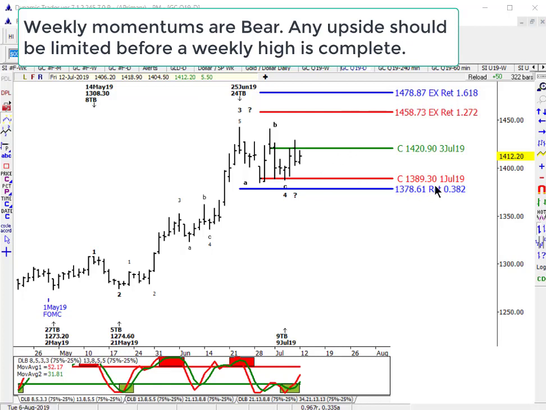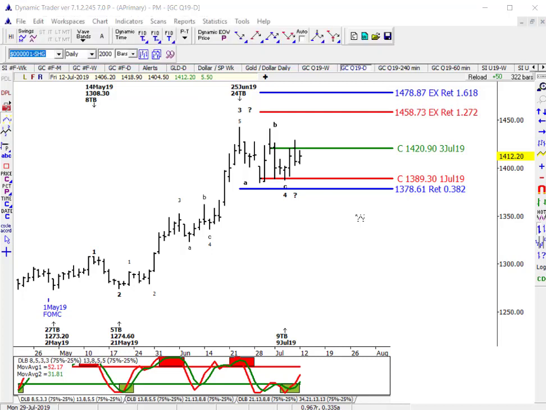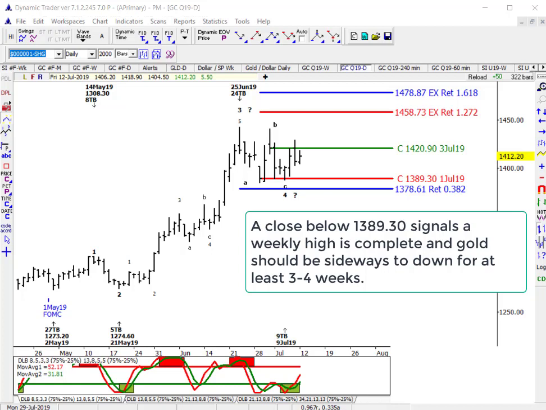However, if we close below 1389.30, a weekly high is complete, and gold should then be sideways to down for at least 3 to 4 weeks. So not much left on the upside before we complete a weekly high.